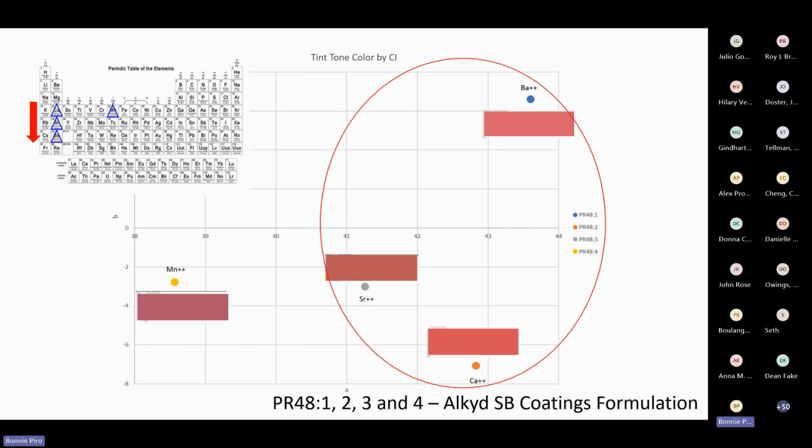Tint tone color looks similar to what we saw in the plastics formulation, just not as obvious as the plastics formulation. So the three down the second column are a little bit more spread out, but still in that same up and down yellow blue category as the plastics formulation. And then, of course, the 48.4 with a manganese is not as blue in this formulation either.